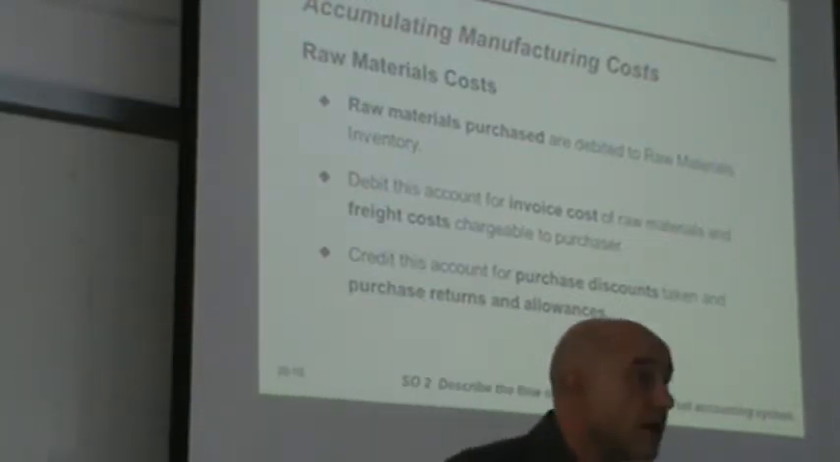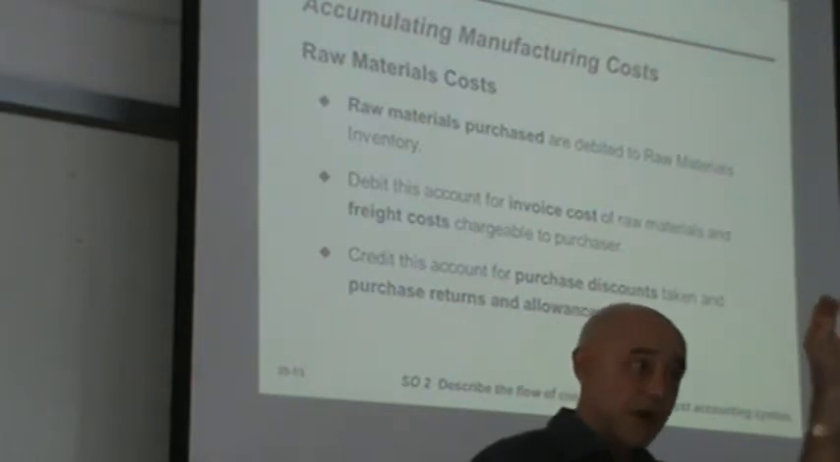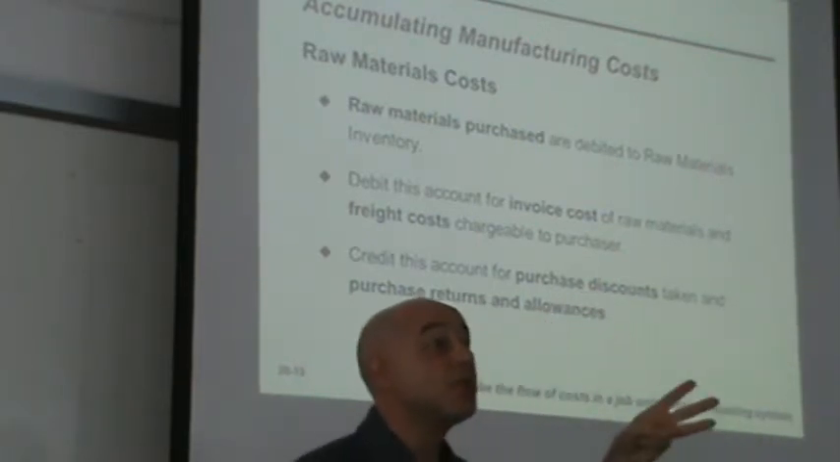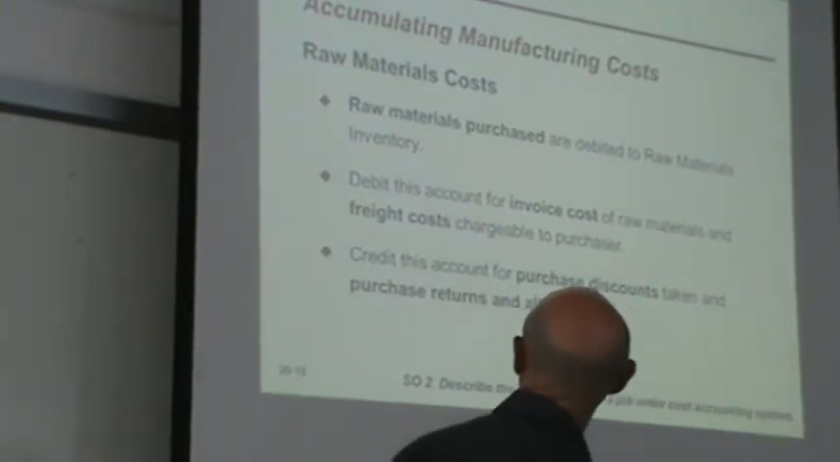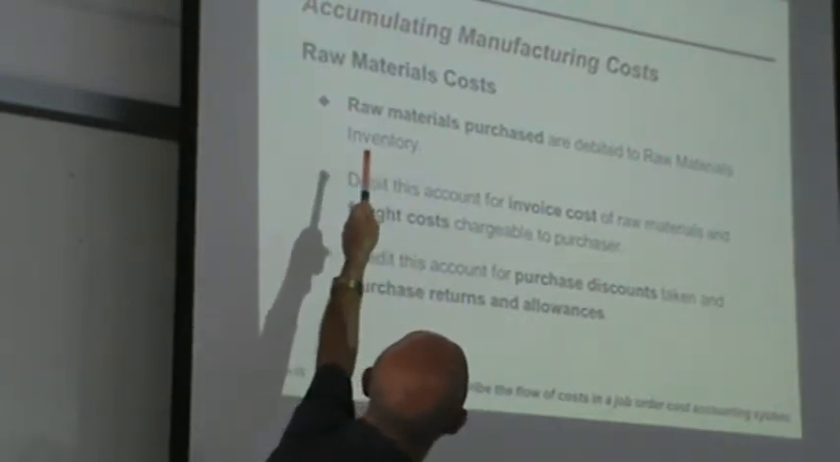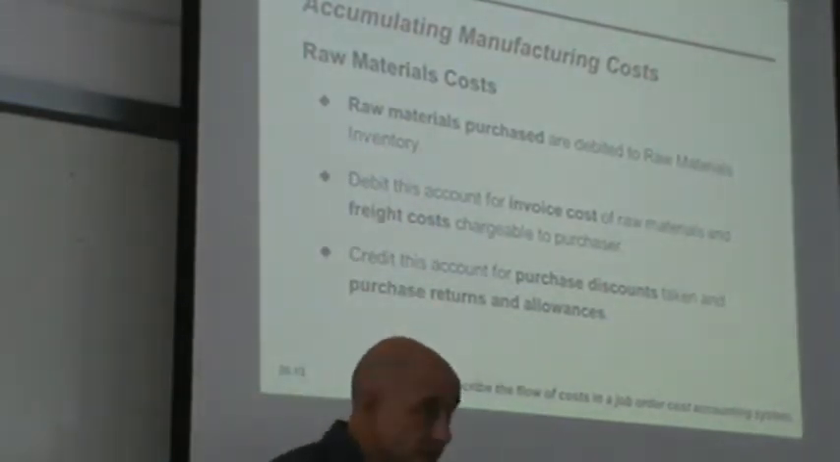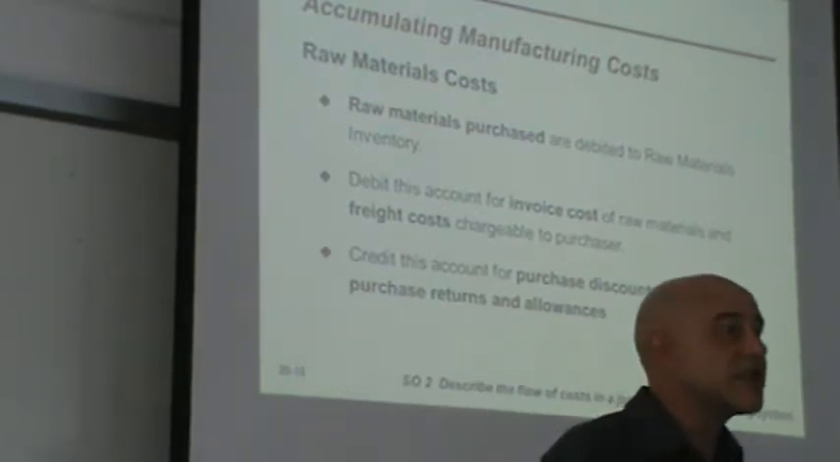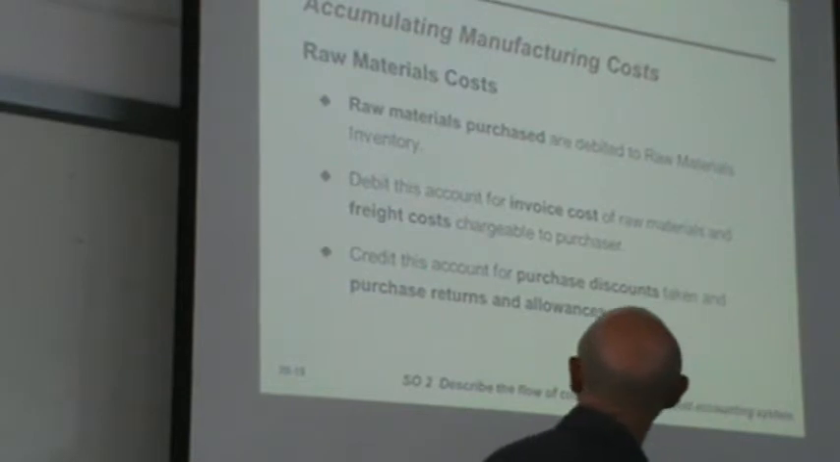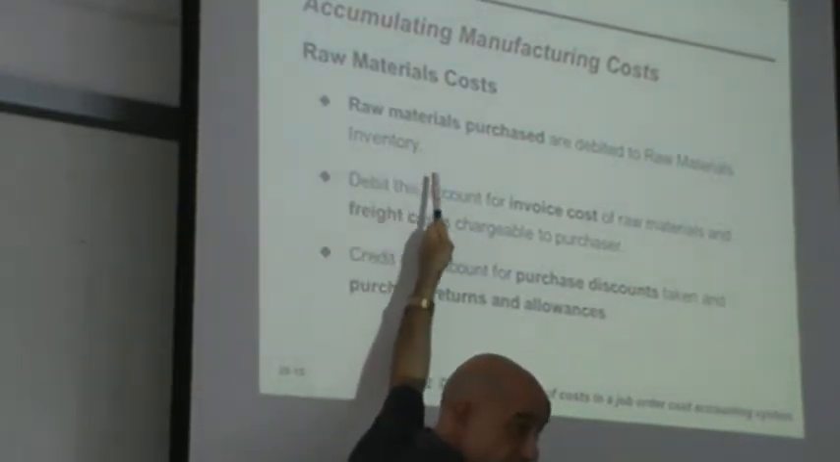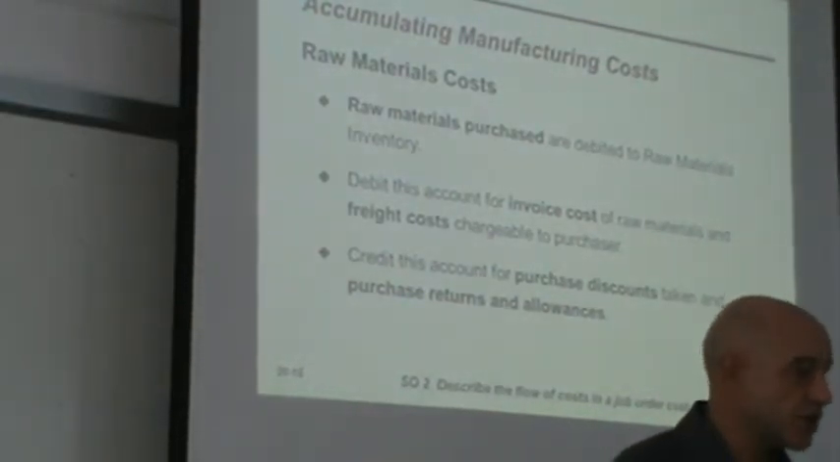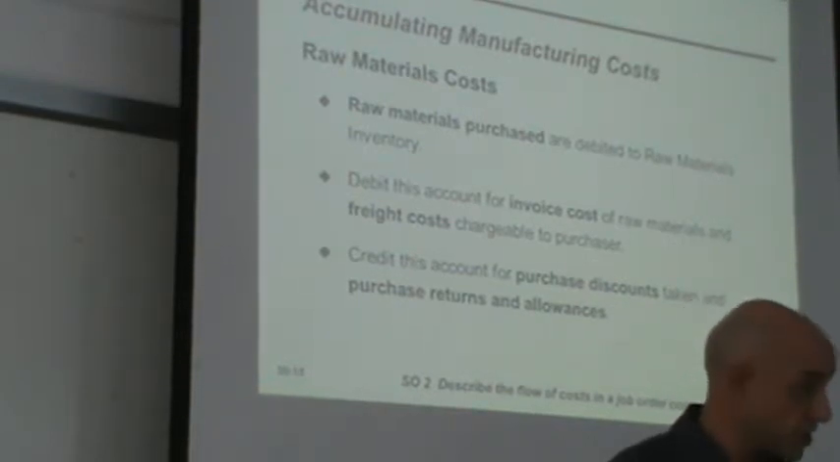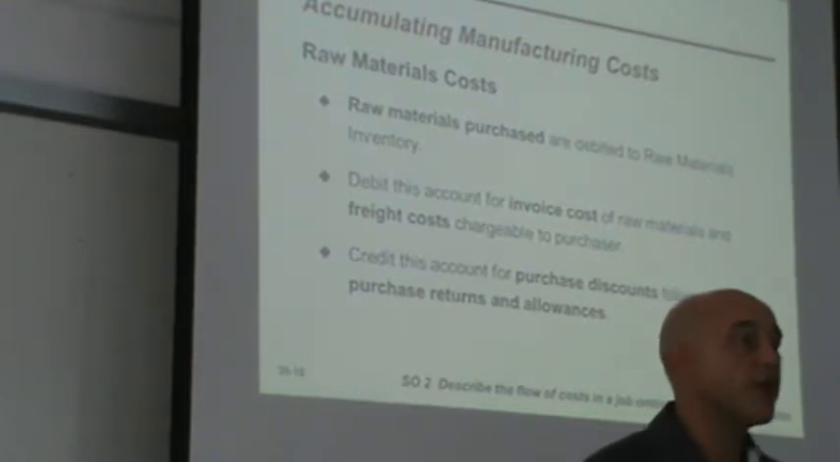Now we're going back to the first step, which is the accumulation. The accumulation has accumulation of labor, accumulation of materials, accumulation of overhead. Here is accumulation of raw materials. Raw materials, when you purchase them, you debit raw materials. Credit is cash or accounts payable. So when you purchase raw material, for example coffee, you debit coffee, credit cash.